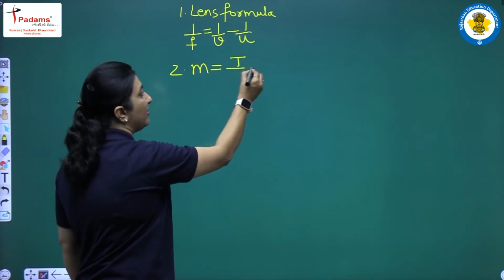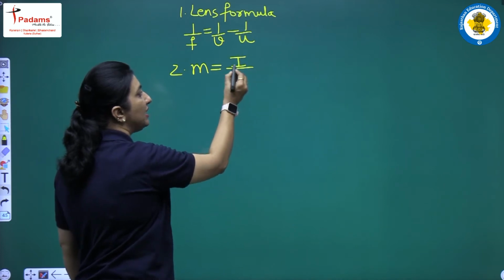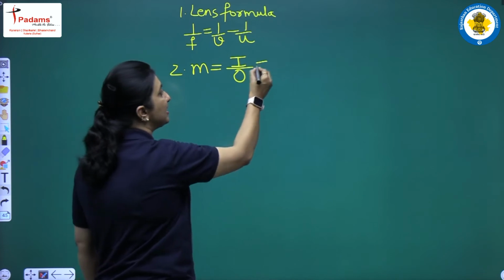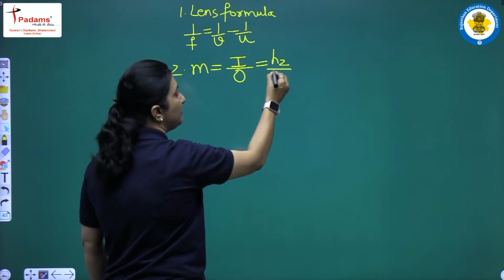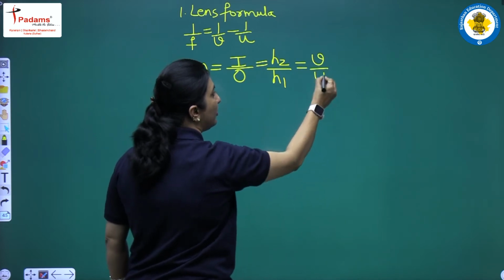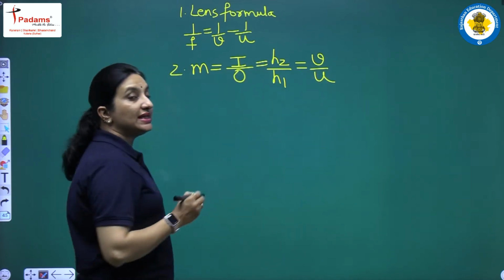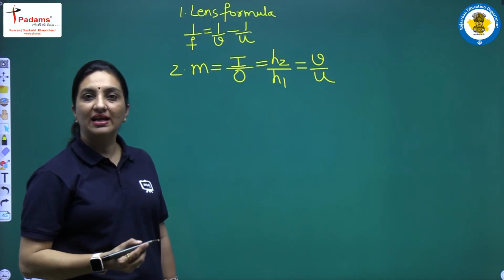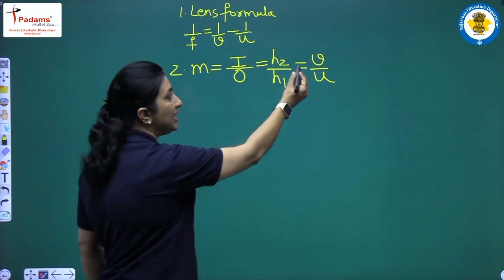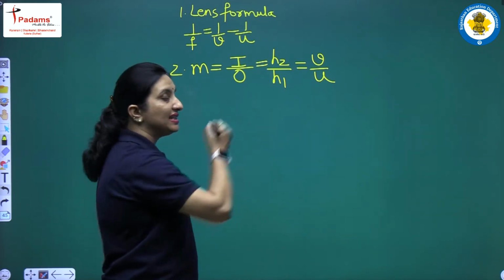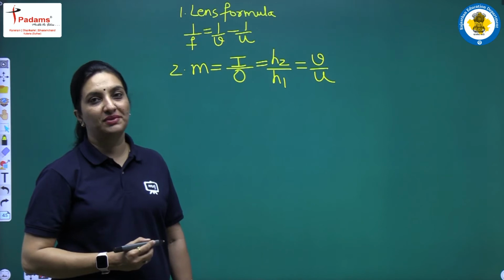The next formula used here will be related to the magnification and the magnification formula is given by the ratio of size of the image to the size of the object, which can be denoted as h2 upon h1, which is also equal to v upon u. Here h2 is the height of the image, h1 is the height of the object, v is the distance of the image from the lens and u is the distance of the object from the lens.